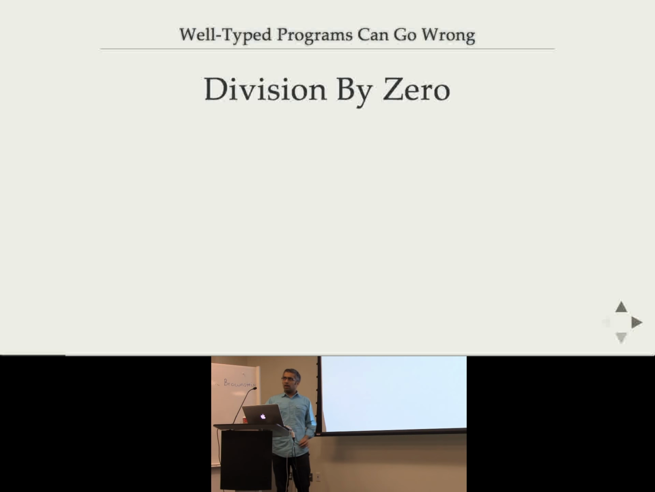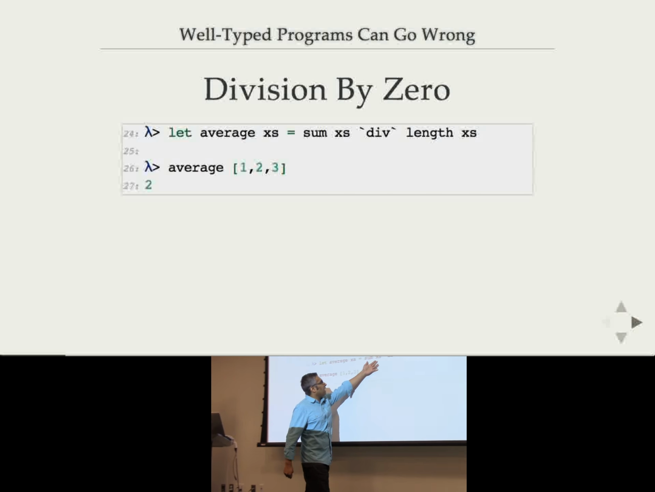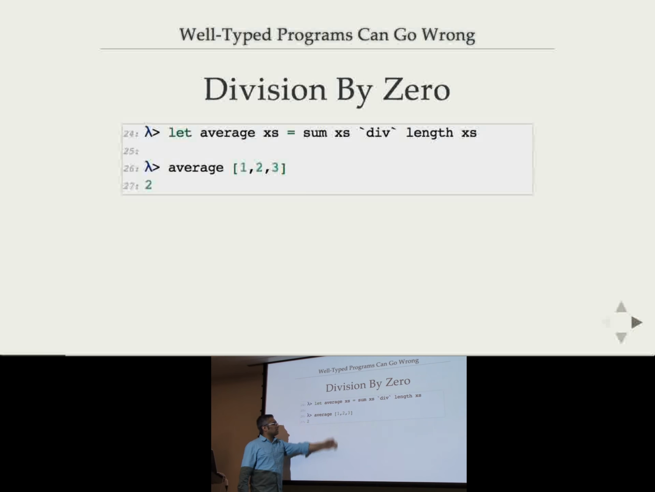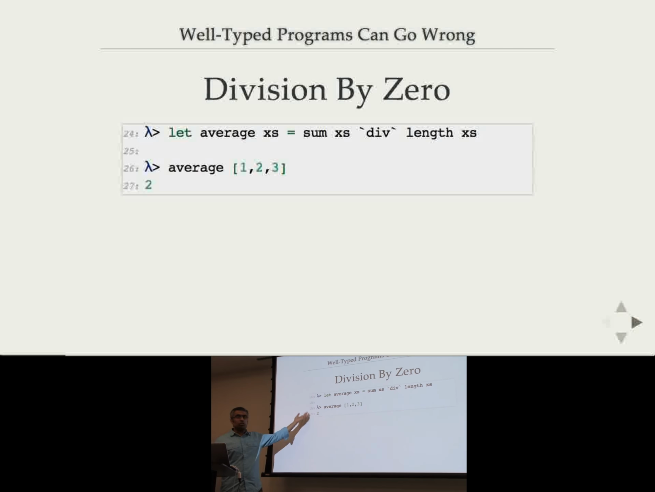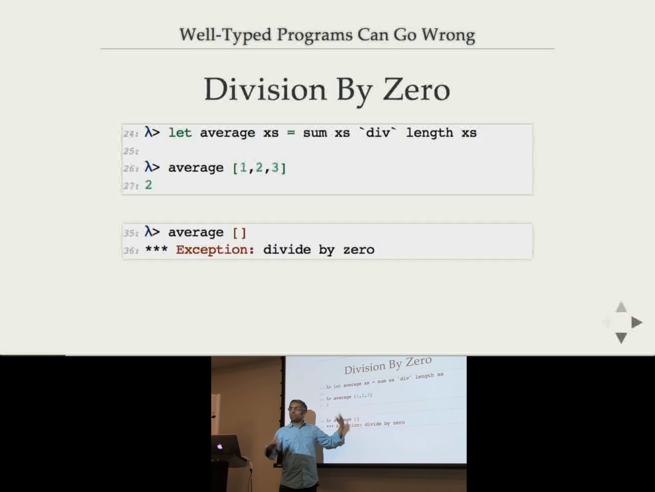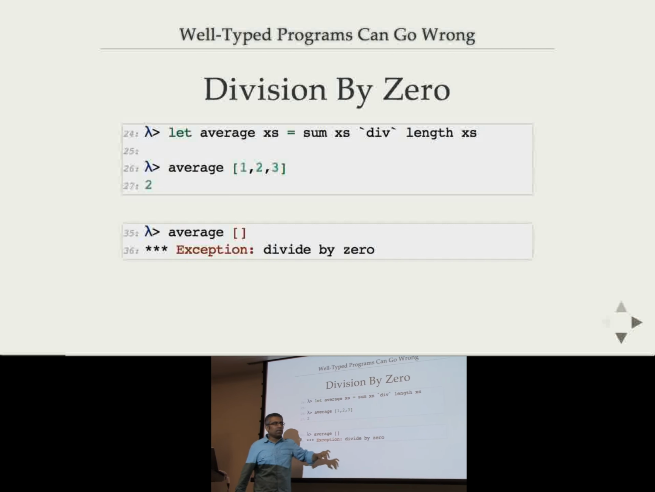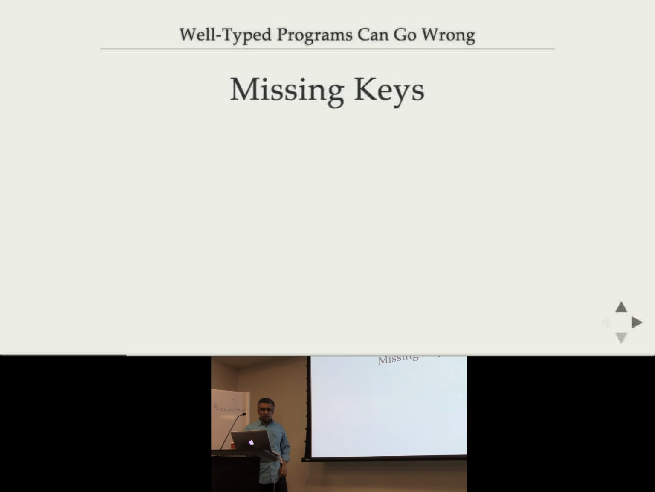Here's the hello world example of well-typed programs going wrong. Here's an average function. I add up the elements in the list xs, and I divide by the length of xs. If I compute the average of the list 1, 2, and 3, I get back the average, 2. But God help me if I pass in an empty list, because then, of course, I get a divide by 0, because the length is 0. And these are pretty nasty. You won't know what to do with them, and so on and so forth.